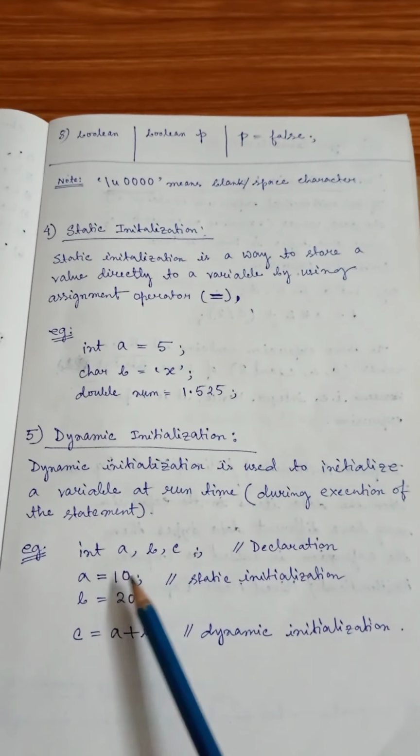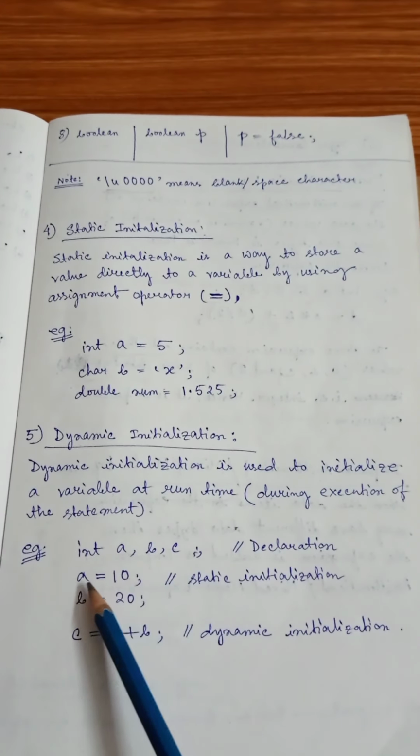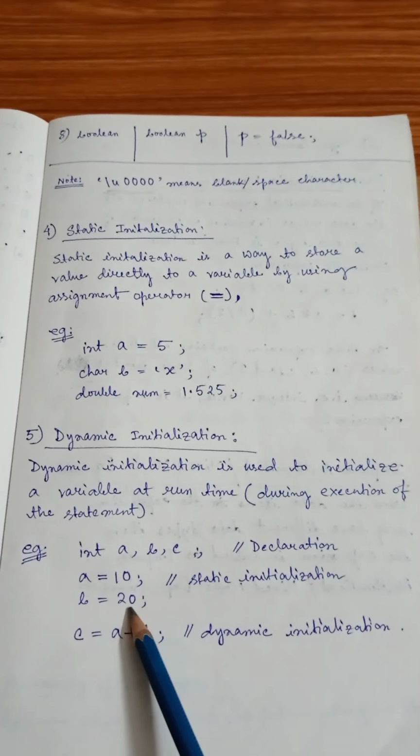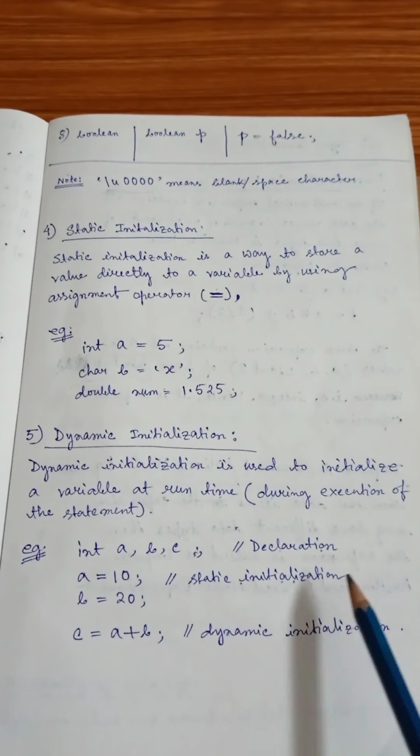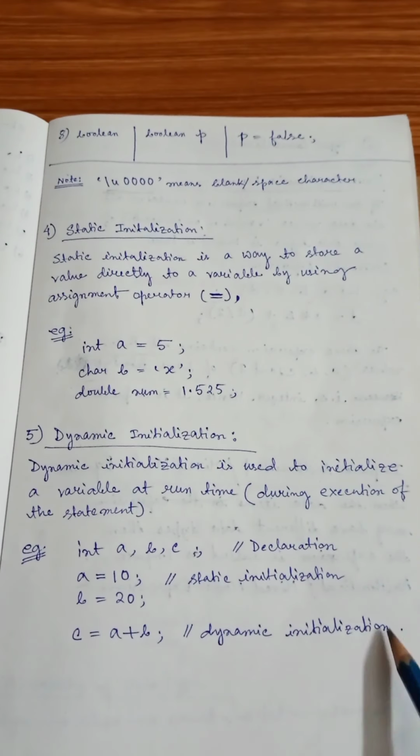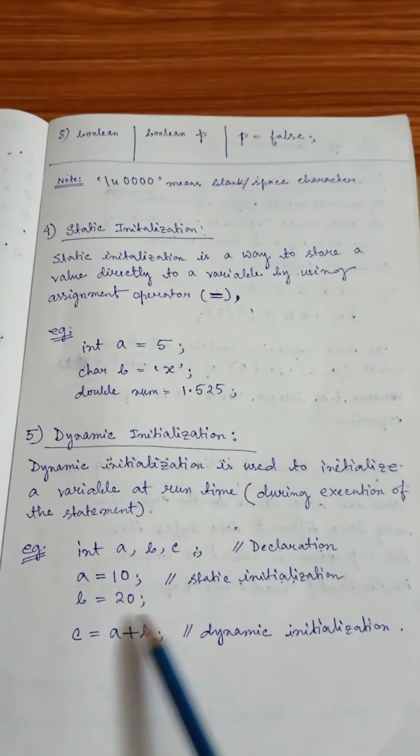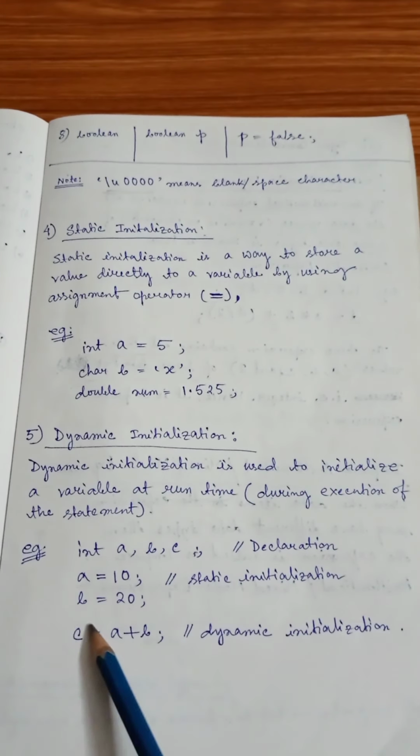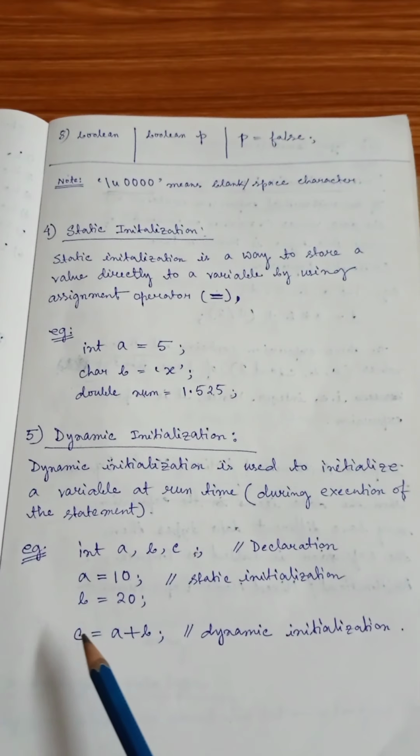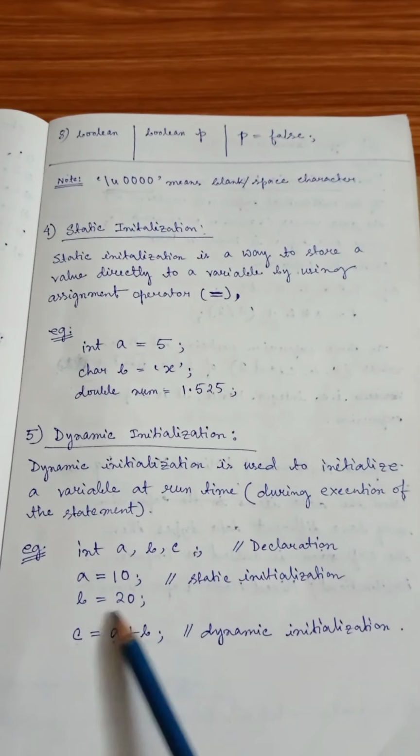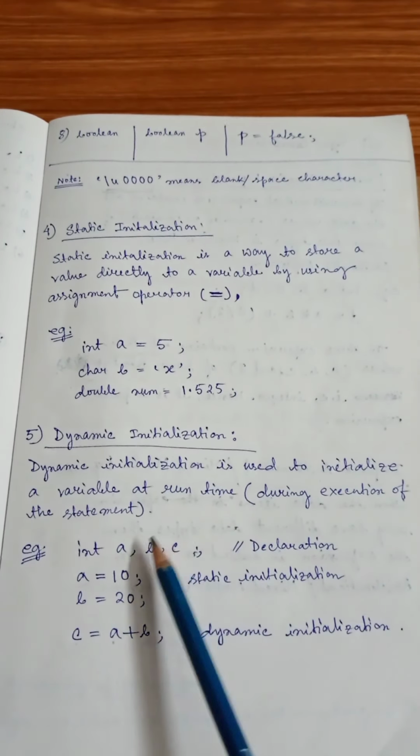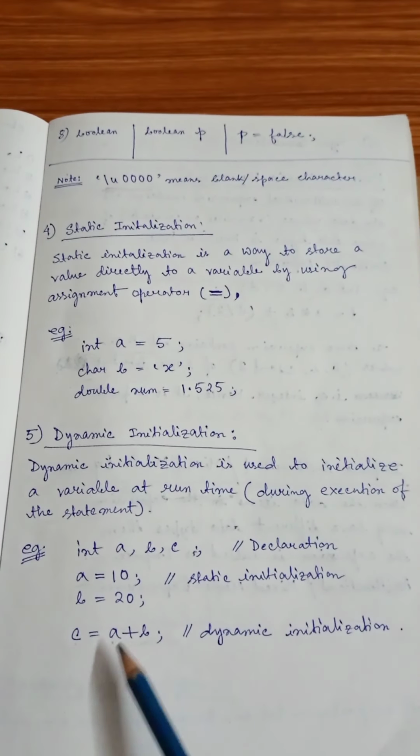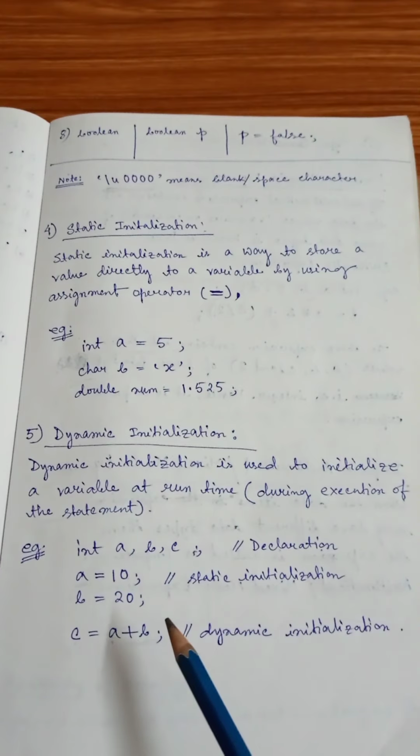Next, assigning values to the variables, which is a = 10, b = 20. It is static initialization. Now this statement is dynamic initialization, which is c = a + b. Here the c variable is initialized during runtime, meaning when this statement is executed.